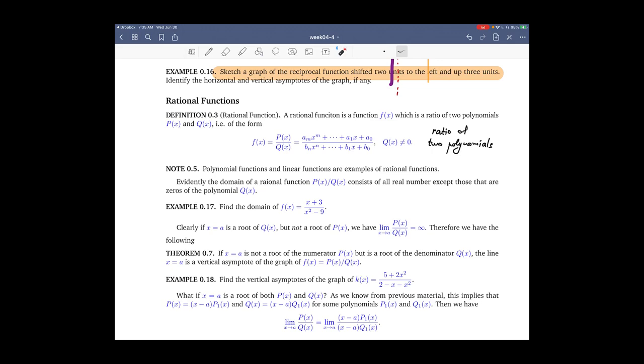Unlike, however, polynomials and linear functions, rational functions need not be defined on the entire real line. They will be defined on the entire real line minus all those points where the denominator q is 0. So the domain of a rational function is the entire real line minus the zeros of the denominator.